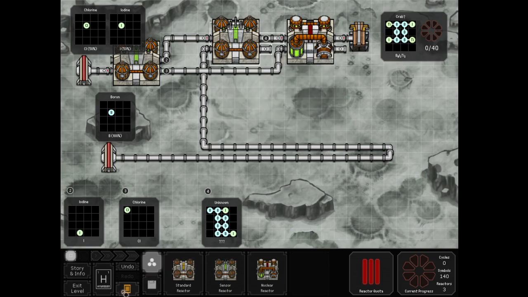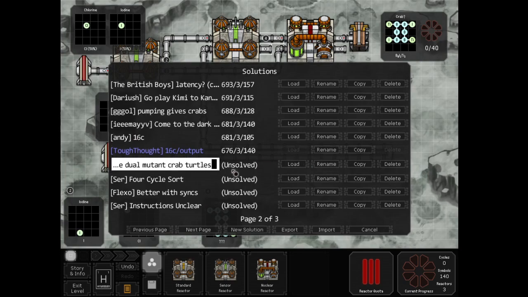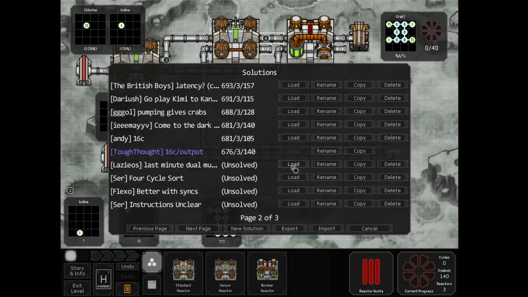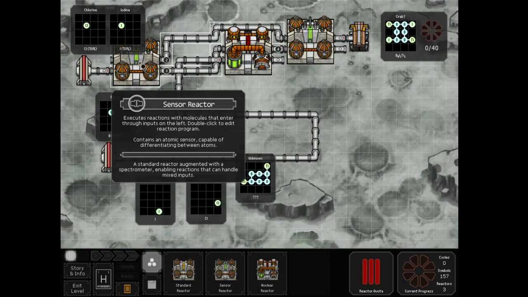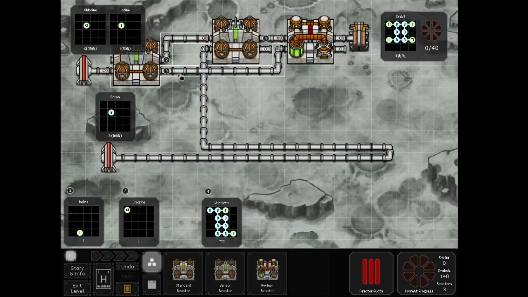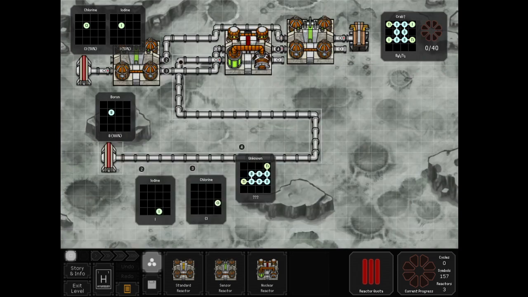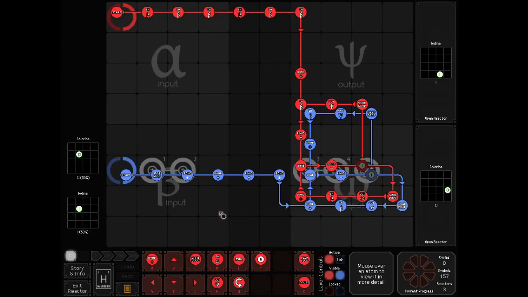Alright, and next is Lazieos. I forgot to mention we were into the top 5 here. Andy's 5th, ToughThought's here in 4th, and now we have Lazieos, which is Lazy Comet and brookieoz with last-minute dual mutant crab turtles. Very nice. And this is a similar layout just to compare to ToughThought's here. ToughThought has this in line, so all the pipes are as short as possible. Lazieos only has one short jog at the top there. Not too bad.